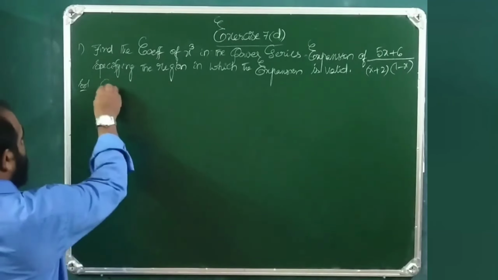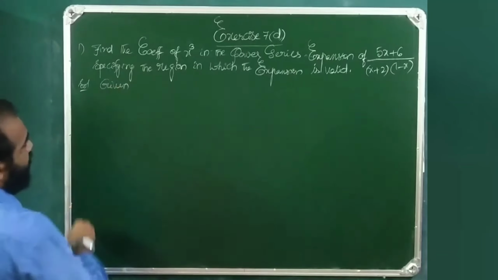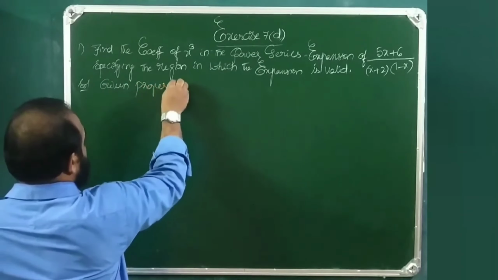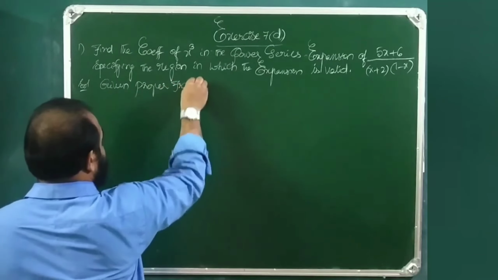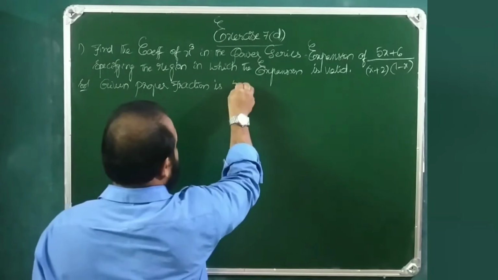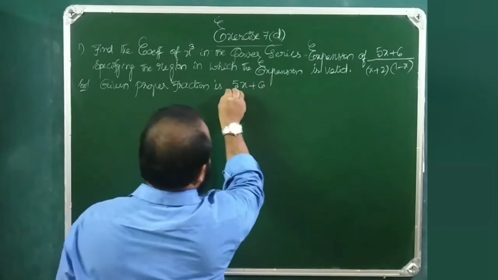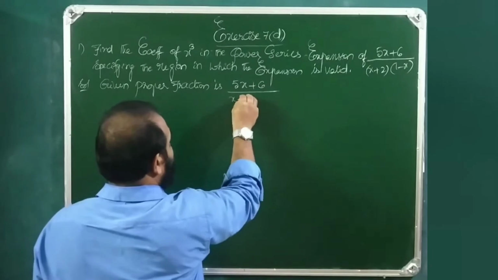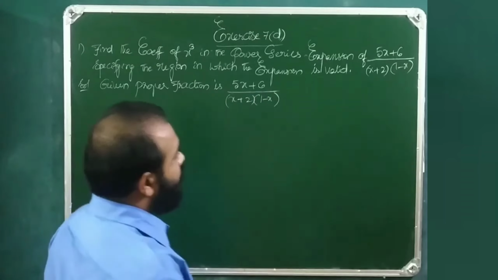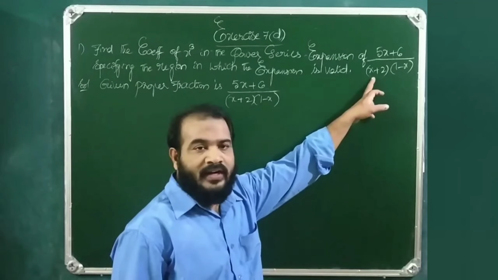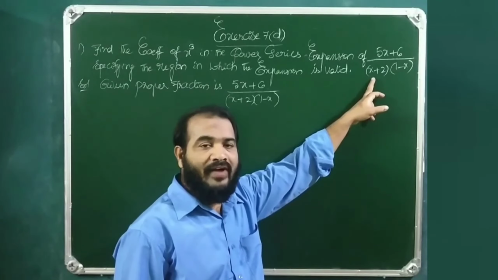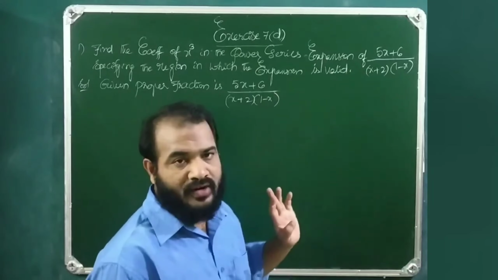So the given proper fraction is (5x + 6) / ((x + 2)(1 - x)). The denominator contains non-repeated linear factors. So type 1.